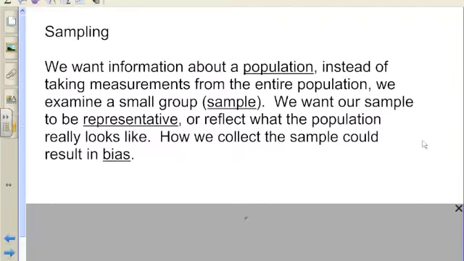All right, Chapter 12 is all about sampling. So I've underlined some important vocabulary words today. Be sure to look at these in your textbook as well. So when we sample, we want information about a population.